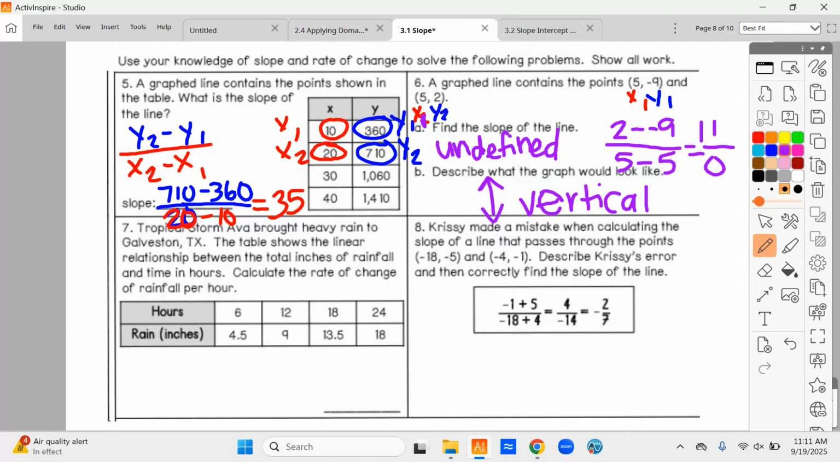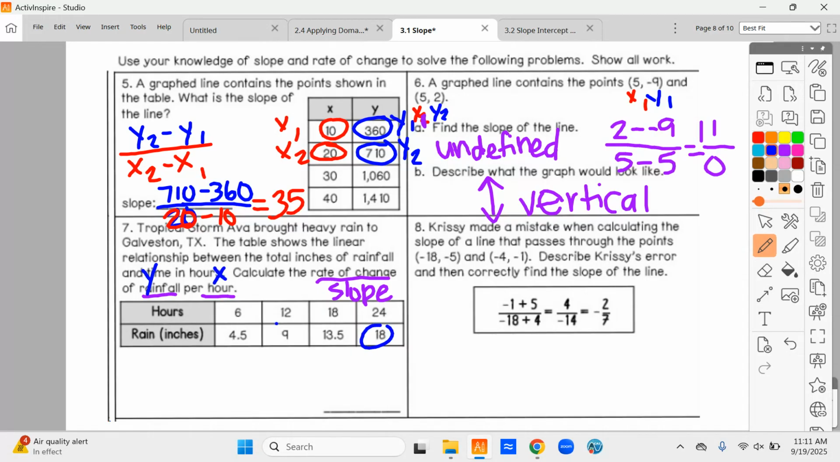The table shows the linear relationship between the total inches of rainfall and the time in hours. Calculate the rate of change, which is slope, of the rainfall per hour. That gives us a little hint. Our rainfall is our y because it's our numerator. Our hour is our x.